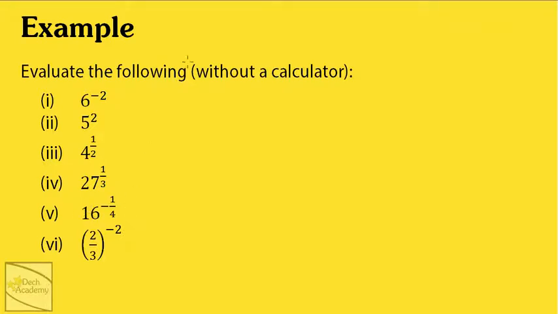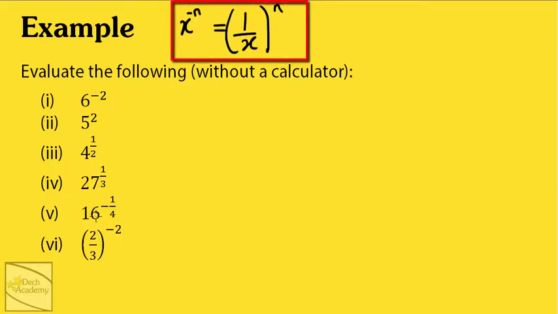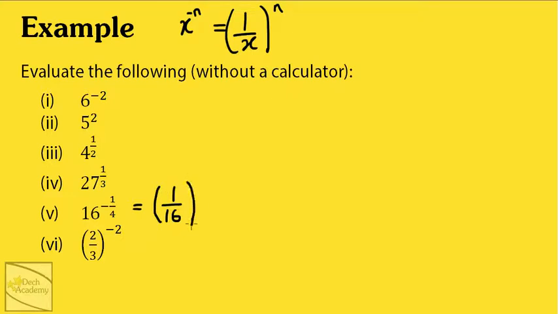For case 5, we'll still be using the following law. So x to the power of minus n, where n is an integer or a fraction, is the same thing as 1 over x all raised to the n. So in this case, 16 raised to the power of minus 1 over 4, which is what we have here, is going to be equal to 1 over 16 all raised to the power of 1 over 4.